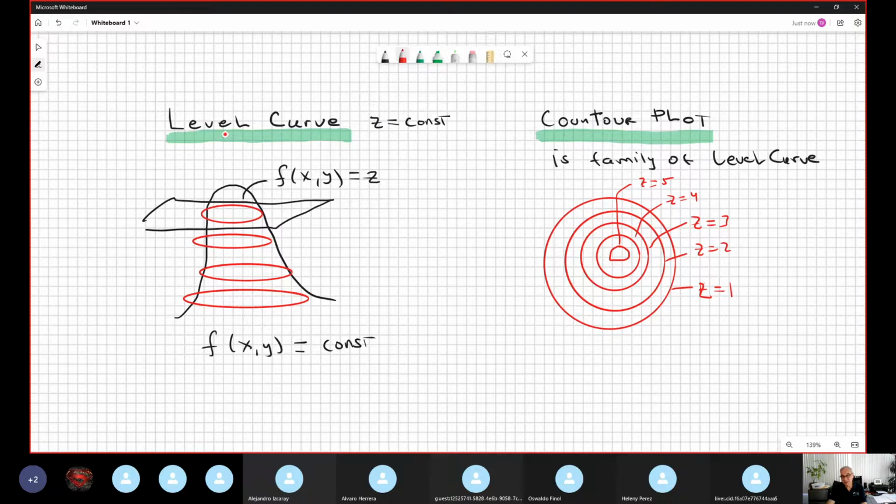So what is the idea behind this? Well, the problem is that this problem is 3D, and now it is converted into 2D. So basically we reduce the dimension of the problem. This is the advantage of the level curve and the contour plot. Contour plot is the family. Level curve is only one curve, and contour plot is a family.